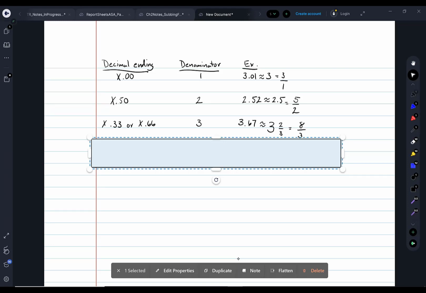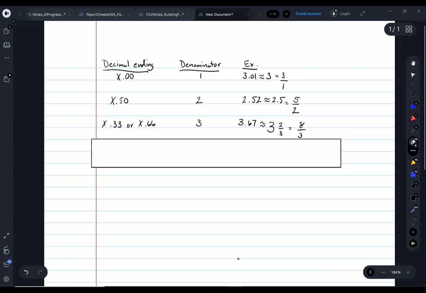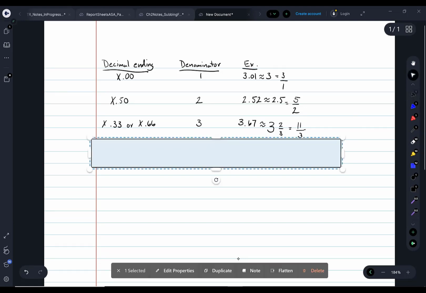Anyway, if you get something that ends in about 0.33 or 0.66, 0.67, that would mean that the denominator is probably going to be about 3, right? So 3.67 is 3 2/3, yes? And that would be 8/3. How do you find the numerator here? 3 times 3. Oh, no, this is wrong. Oh, I feel horrid. It's 11/3. Thank you. I'll yell at yesterday's class and blame them. No one saw that. Anyway.